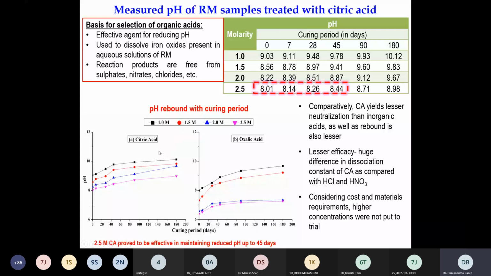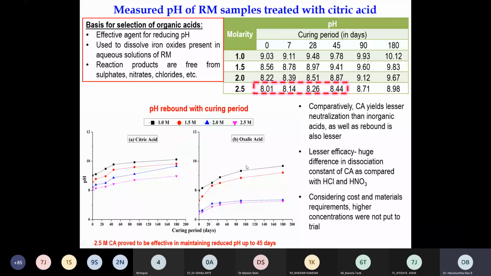When you compare the citric acid and oxalic acid, we found that oxalic acid is performing a bit better than the citric acid, as you can see. In case of the citric acid, the initial pH lies between 8 to 9. But when you add the same molarity of the oxalic acid, the pH is even below 8. So it is good. In fact, when you talk about the pH reversal also, there was more reversal in the case of the citric acid, and less reversal in the case of oxalic acid. So we can recommend that use of oxalic acid is preferred over the citric acid.